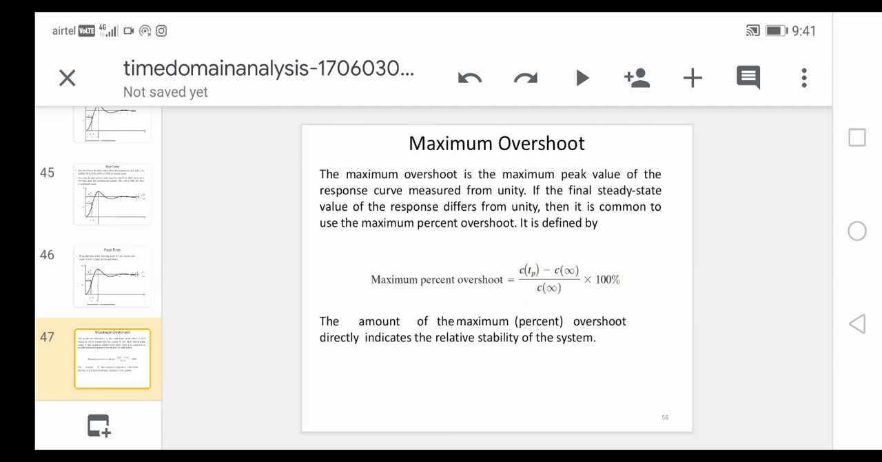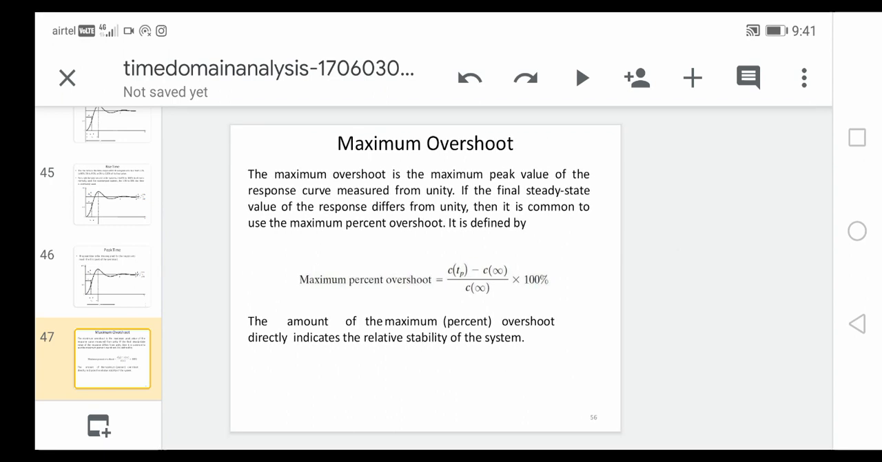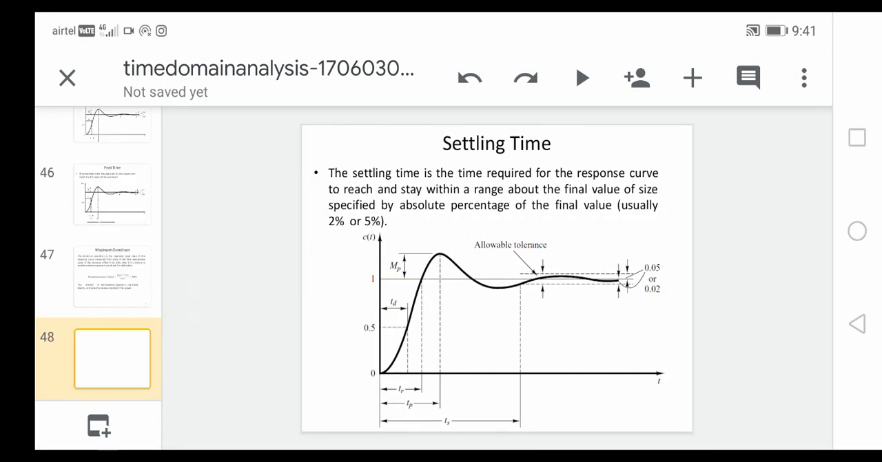Maximum overshoot is the difference between the maximum peak value of the response curve and the final steady state value, measured from unity. It is C of Tp minus C of infinity by C of infinity into 100. Settling time: we always focus on after how much time the system will settle down, that we call the settling time.